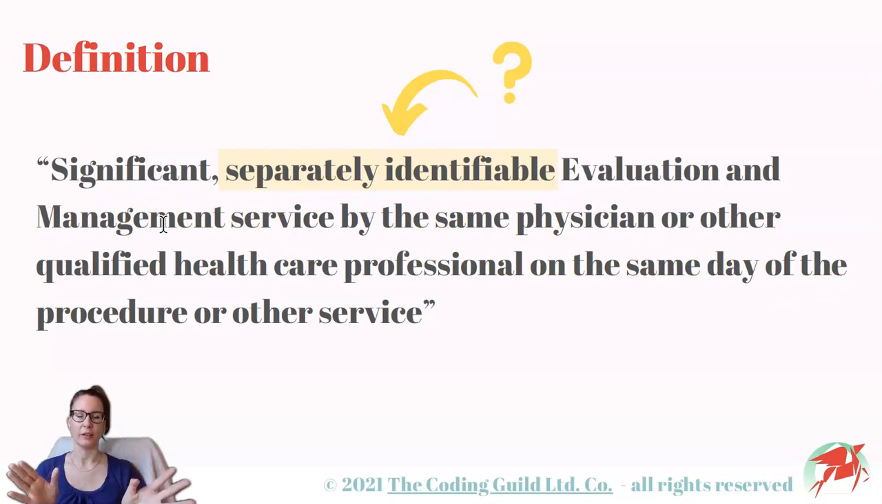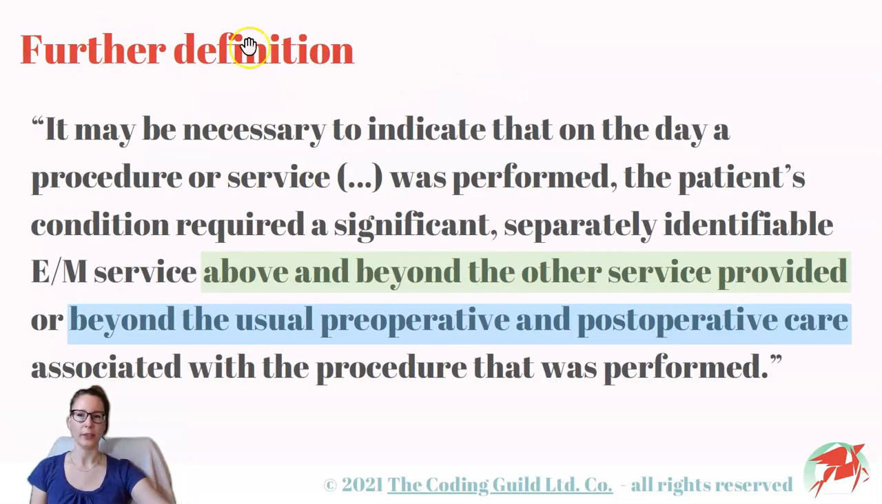Now the big question is, what counts as separately identifiable service? Separate from what exactly? The longer definition from Appendix A gives the following guidance. It may be necessary to indicate that on the day a procedure or service was performed, the patient's condition required a significant, separately identifiable EM service above and beyond the other service provided, or beyond the usual preoperative and postoperative care associated with the procedure that was performed.